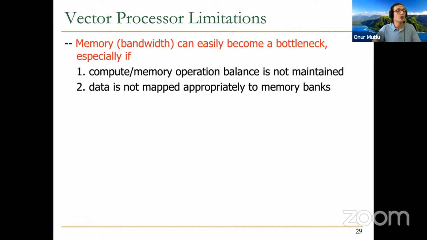But if you have 200 compute operations for one memory operation, then this is called the arithmetic intensity of the program, the compute to memory operation balance. Then you may actually have less of a bottleneck. If data is also not mapped appropriately to memory banks so that you can fetch different data elements concurrently or in consecutive cycles from memory, then you also have a memory bandwidth bottleneck as well, right?